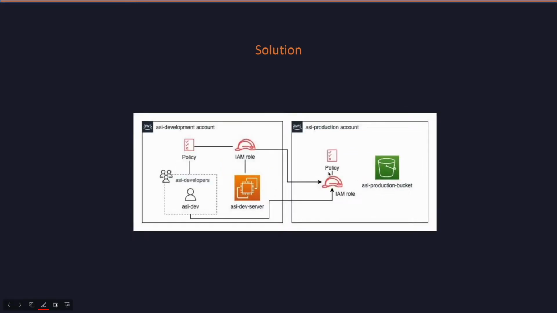Now let's look at the solution that we are going to implement. Starting with production account, firstly, we will create the IAM policy which will have read-only access to the S3 bucket. Then we will create an IAM role which will trust the development account and we will attach the IAM policy created earlier.